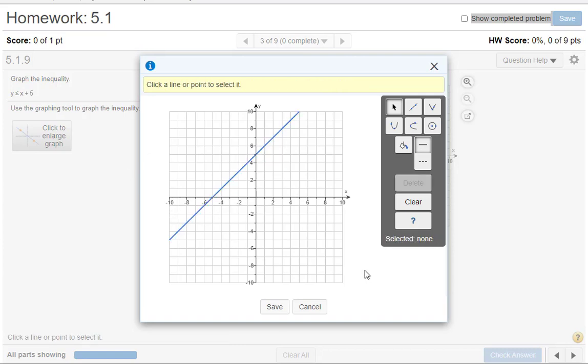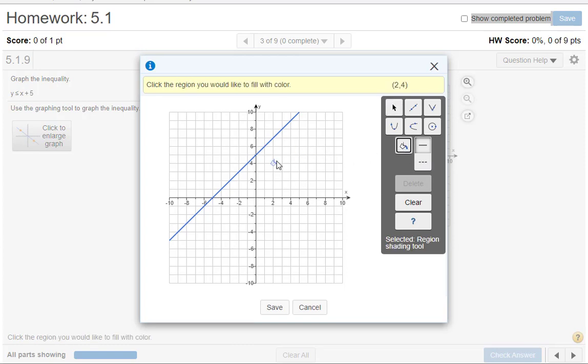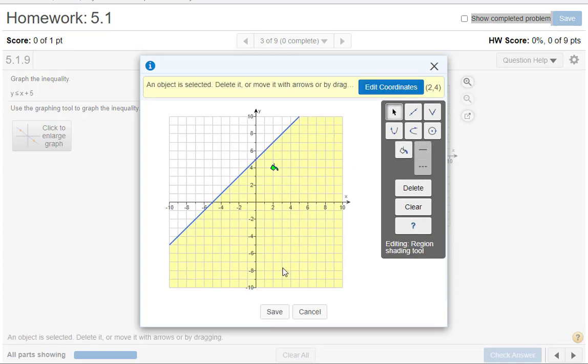All right, let's see if it likes that. So it graphed it. So there's my line. Now I need to figure out which side works. What if I picked 0, 0? Is it true 0 is less than or equal to 0 plus 5? Yes, that is true. So I get my little fill tool, and I'm going to fill that side.